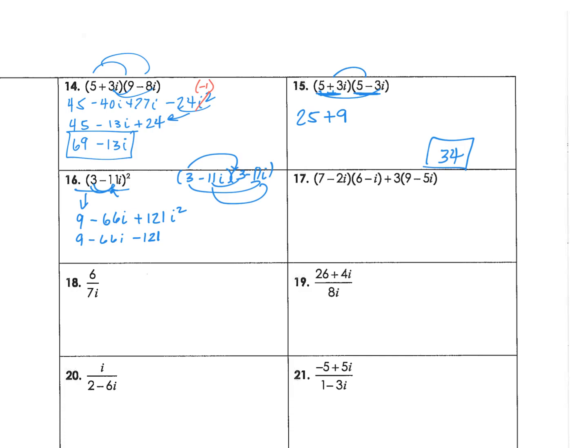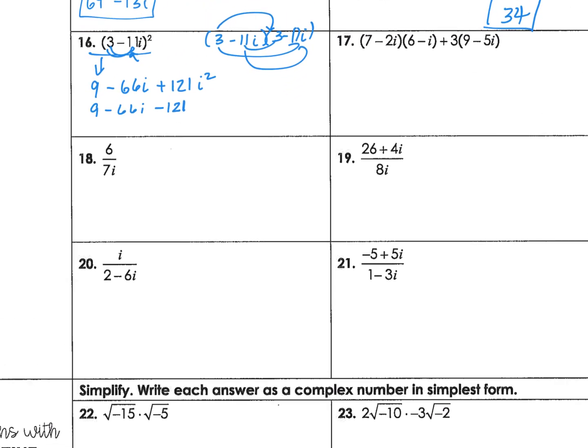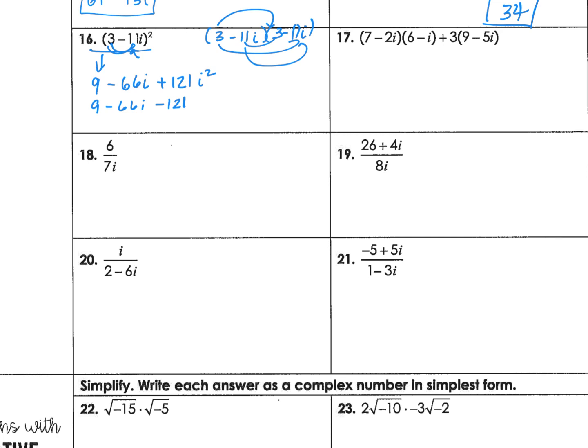All right, so let's move on to 18. You could finish this up, of course. 9 minus 121 is what? Negative 112 minus 66i would be the answer. Okay? Now, what is the conjugate? Remember, we have to multiply by a conjugate, don't we? What is the conjugate of 7i?